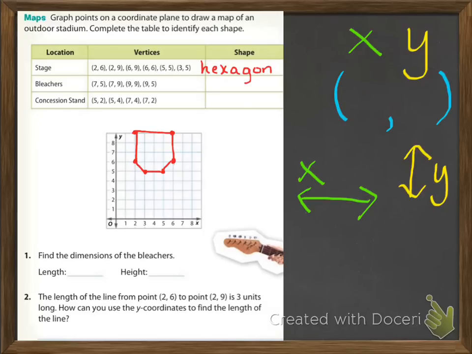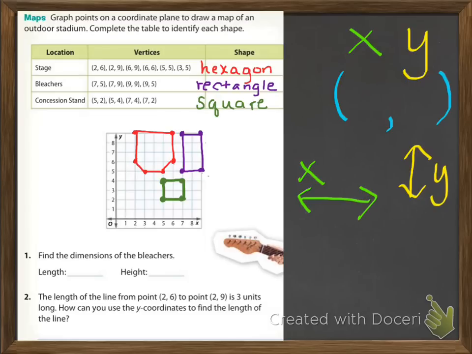Now I'm going to use purple to do the bleachers, and then I'll use a different color for the concession stand. So go ahead and plot all those points now and then press play on the video again. As you can see, after I plotted the next one, the purple one makes a rectangle. Now, I went ahead and plotted those last points, and the green makes a square. Let me zoom back in there. Now you can see we've got the hexagon, the rectangle, and the square. And then it says find the dimension of the bleachers. So you want to look back up at the bleachers.